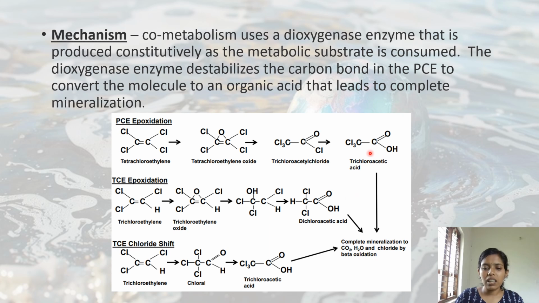Then after that, the complete mineralization of this trichloroacetic acid is done by beta oxidation, which produces carbon dioxide, water, and chloride as the final products. So tetrachloroethylene or perchloroethylene can be converted into carbon dioxide, water, and chloride by this mechanism of co-metabolism.